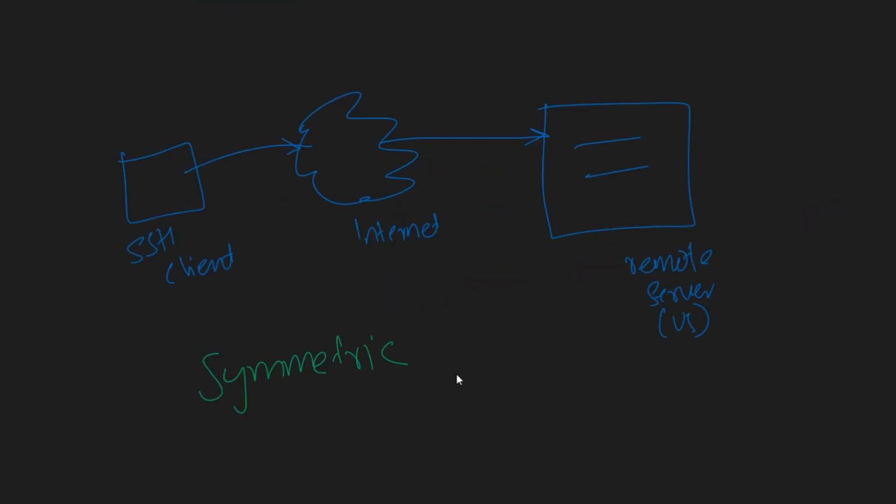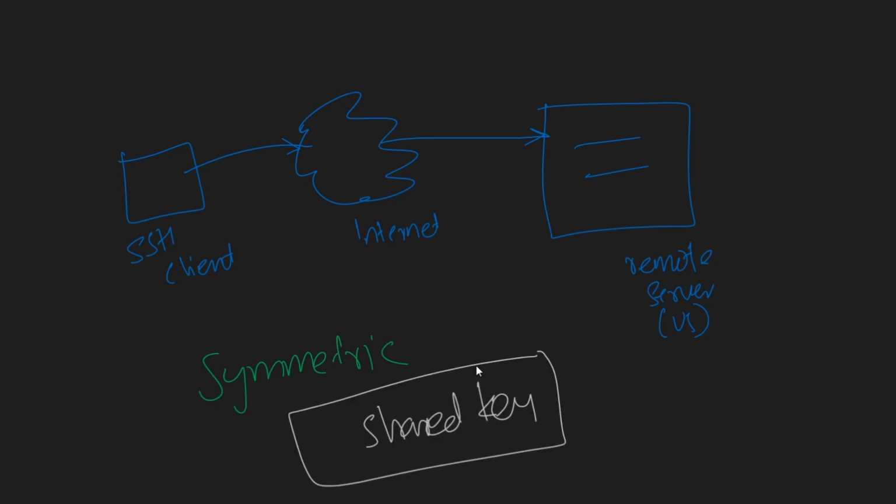Okay, so SSH uses symmetric encryption to encrypt the traffic. That means both the server and the client need to know the shared key. So there is a shared key. This shared key is used to encrypt the traffic from the client side and the server side. So that means both should know the same key. Now, how is that possible?